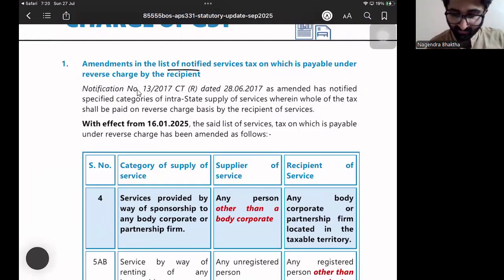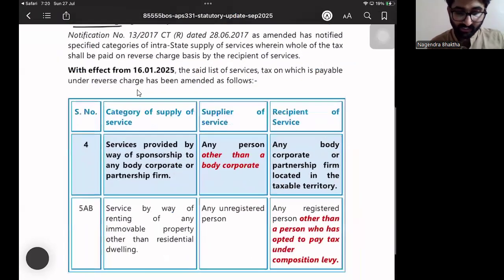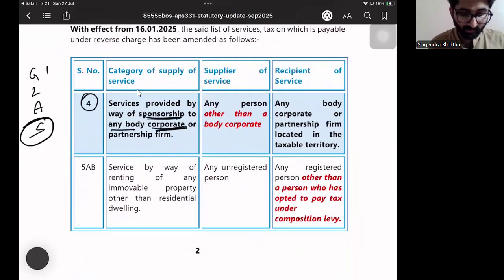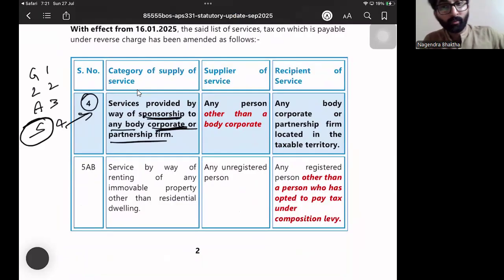So amendment in the list of notified services, tax on which is payable under reverse charge. Especially serial number 4, sponsorship to any body corporate. Fourth one, entry number 4. Sponsorship to any body corporate or partnership firm. Remember, sponsorship given by any person to body corporate or partnership firm. That is what we discussed in the classroom.